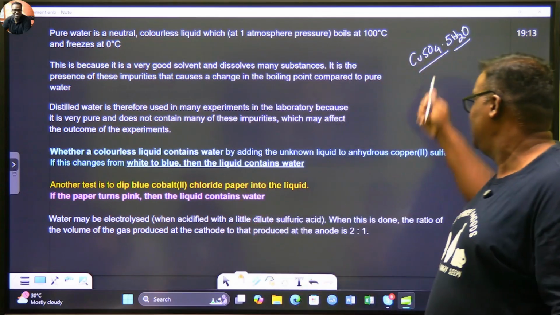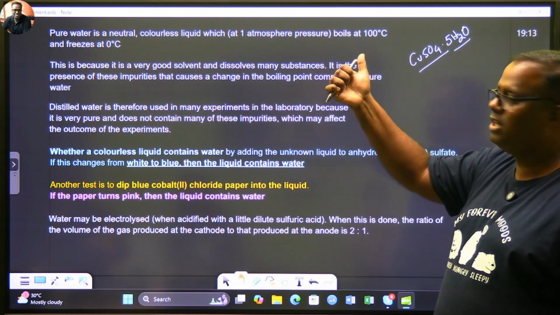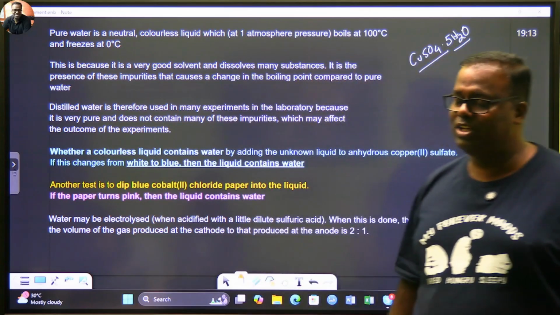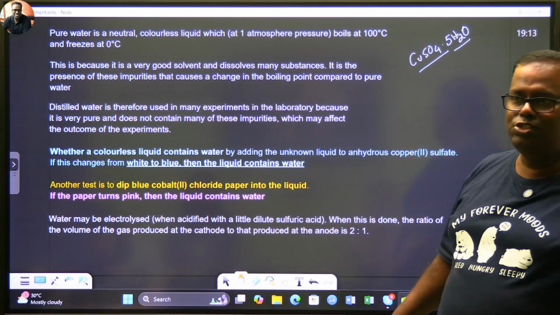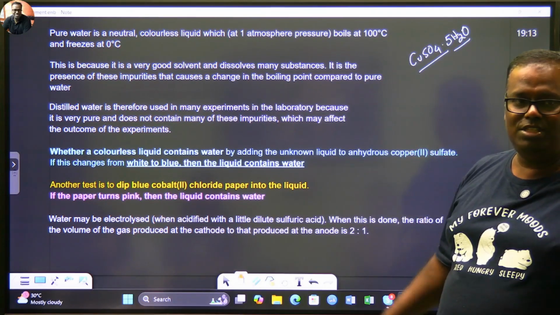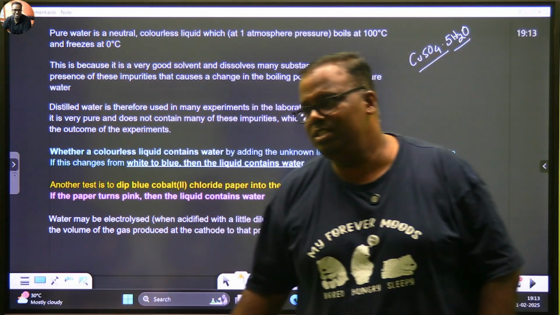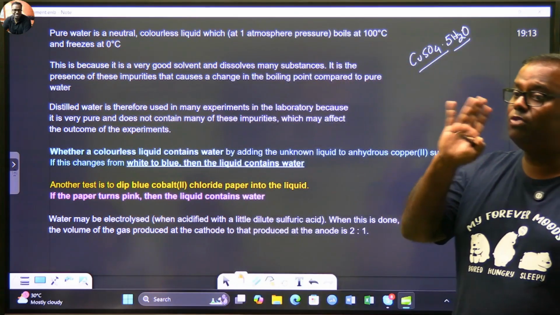Now we want to test whether a liquid contains water or not. So we will take anhydrous copper sulfate, which is white in color, and we'll take a dropper, pick up the liquid and add 2-3 drops of that liquid on anhydrous copper sulfate. The moment it turns blue, means copper sulfate has extracted the water from there. So the given liquid contains water. Have you understood?